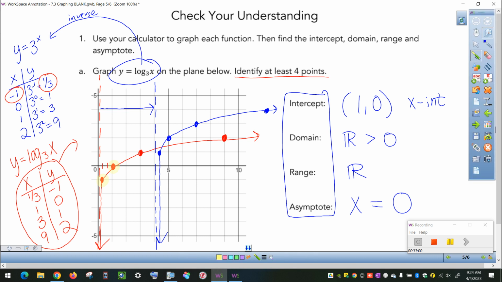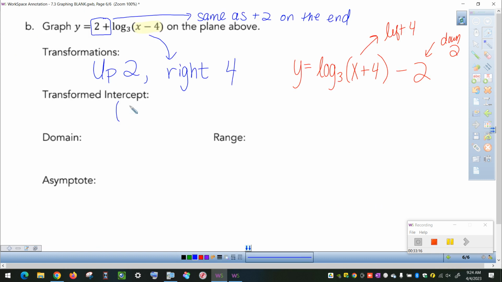So down below, when it's asking for the transformed intercept, this used to be the intercept. When that went right 4 spaces, up 2, it turned into this. So the transformed intercept is now at the point (5, 2). It's actually not an intercept anymore at all, because it's not going through an x-axis or y-axis. Now, the domain is only all real numbers greater than 4. Because the asymptote shifted over 4 spaces to the right, we cannot have an x value that's any less than 4. So it's only x values greater than 4.